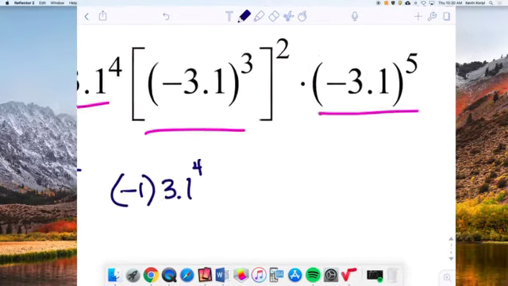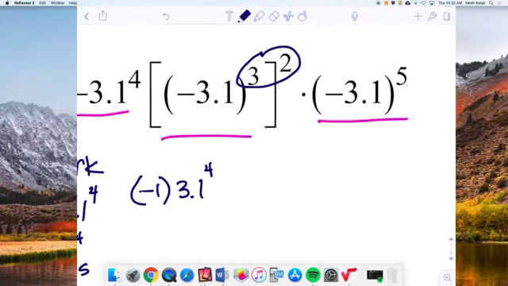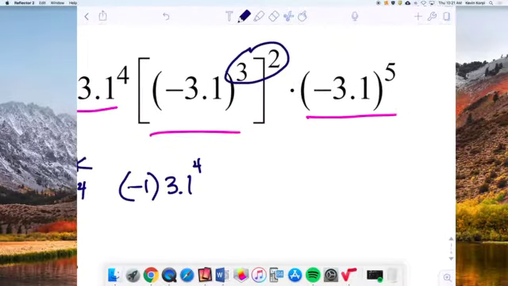All right, in the next one here, we have a new rule that we haven't seen yet. I have a power raised to a power. That is exponentiation. What do we do with the 3 and the 2? We multiply, okay? So again, we come down 1 rung. If we're exponentiating, 3 raised to the 2nd power, we come down a rung to multiplication. So I'm going to go ahead and just write that as negative 3.1 to the 6th power.